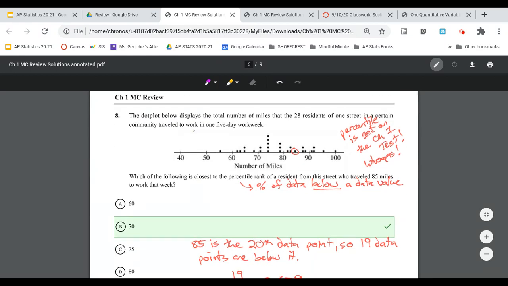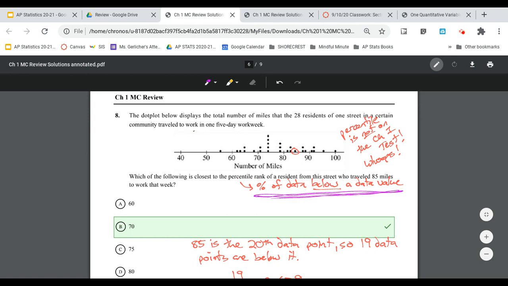Now for 8, I screwed up by putting this on the review because we have not talked about percentiles yet. That will come right at the beginning of chapter 2. We'll talk about it now because you probably put some time into it, and it's a good little preview of chapter 2, but something like this will not be on the test for chapter 1. Okay, so what a percentile is, it's the percent of the data below a certain data value.